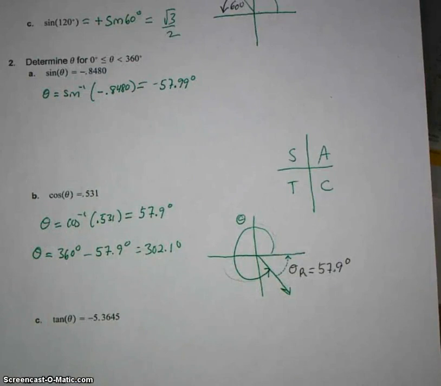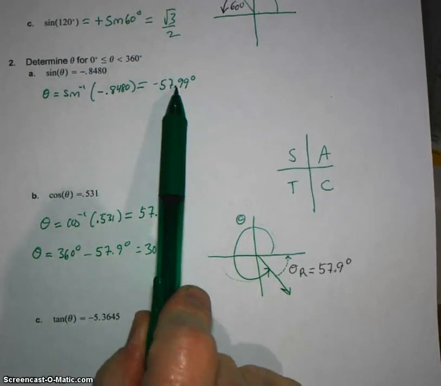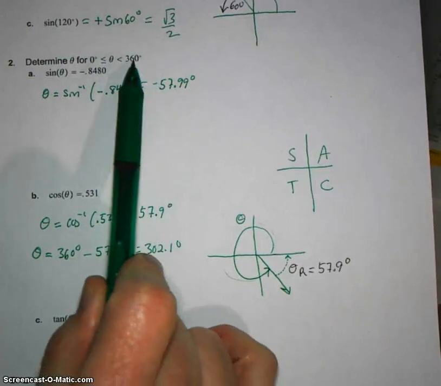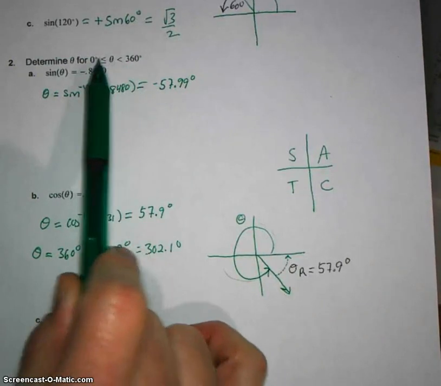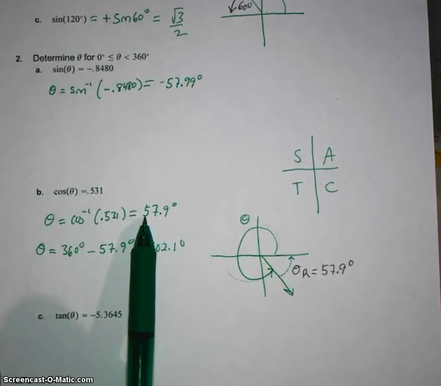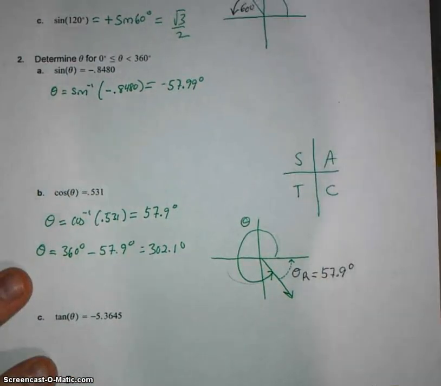There are very specific reasons for that. Unfortunately, those are beyond the scope of this class, so you don't really need to worry about that. What you need to worry about is, is this an acceptable answer? And the answer is no, because it wants a positive angle. When I used my calculator for the cosine, it gave me an acute positive angle. I was happy with that.